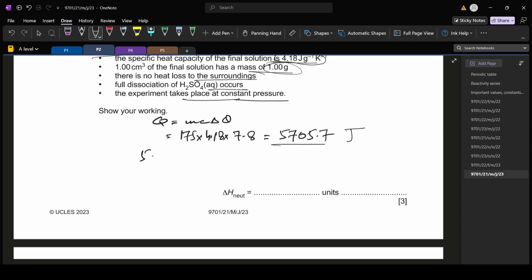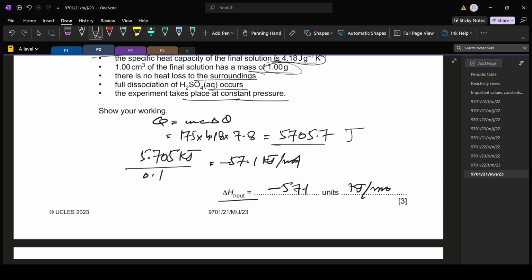So it will be 5.705 kilojoules divided by 0.1, so you will get 57.1 kilojoules per mole. So that's your enthalpy change of neutralization, but it would be negative because the enthalpy change of neutralization is exothermic. Neutralization is exothermic. Okay, so negative 57.1 kilojoules per mole.